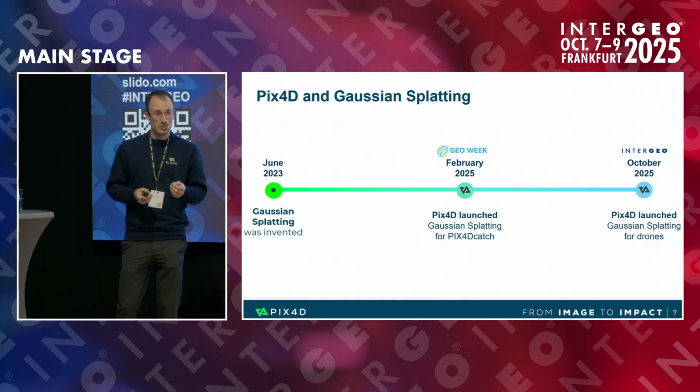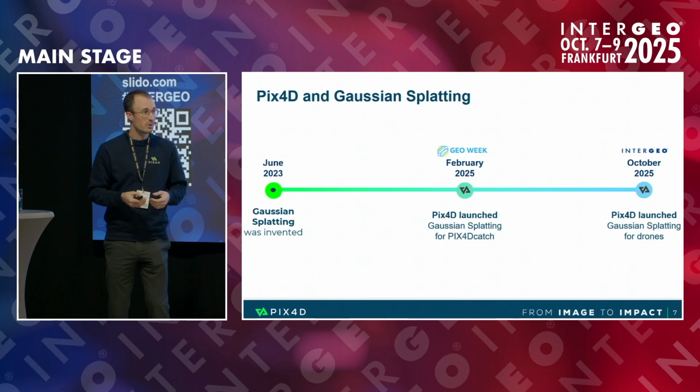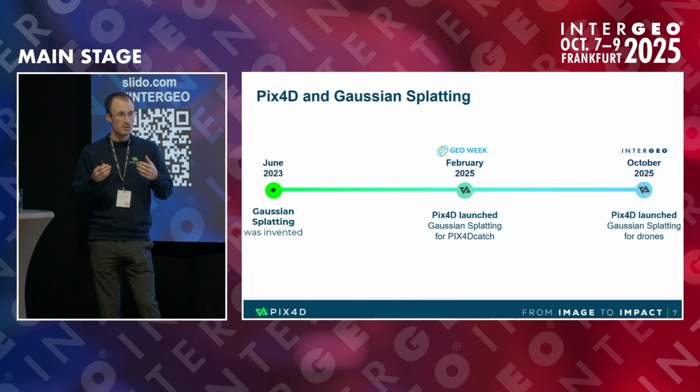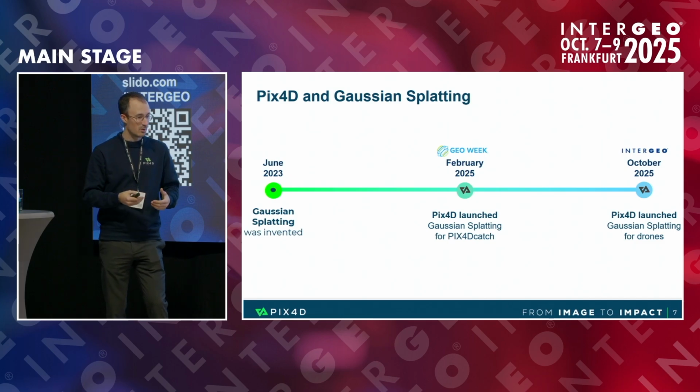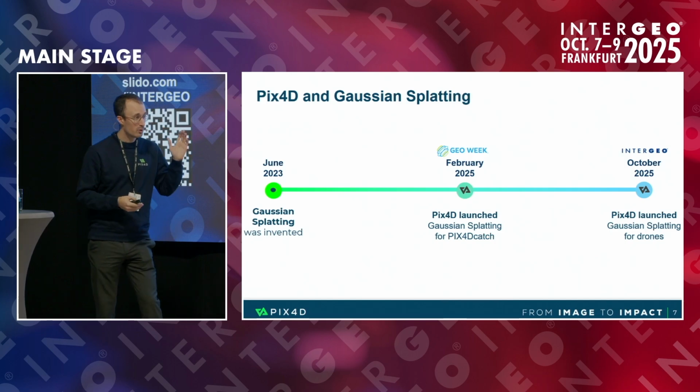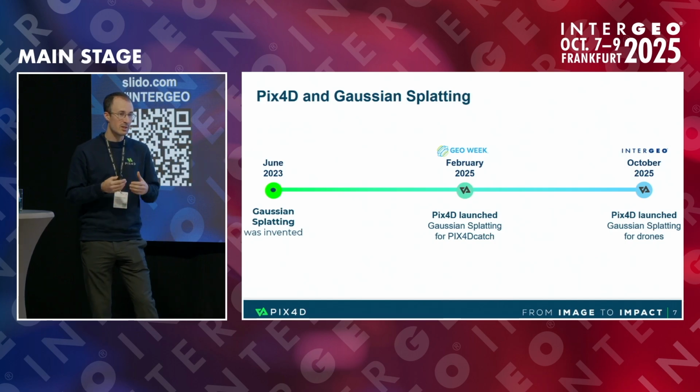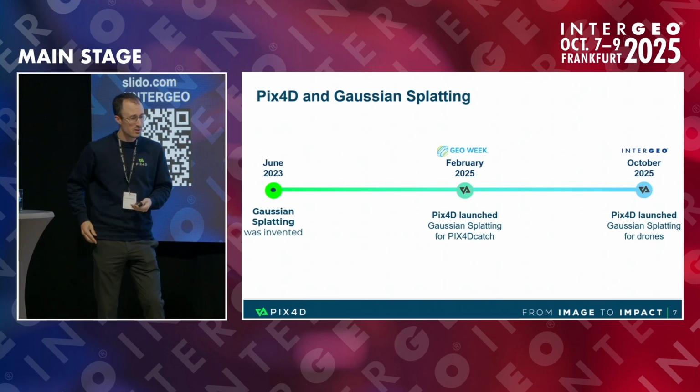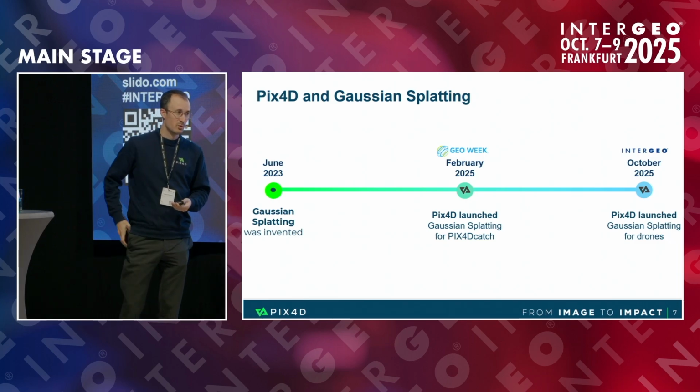The first paper was actually produced in 2023. So that's when the technology appeared. So it's quite recent, but it has been really fast. The pace is accelerating. New technology is coming, and while we are at the forefront there, we already released something in production in February this year that people are using daily on our cloud. That was Gaussian splatting for Pix4D Catch, which is a phone scanner, basically.